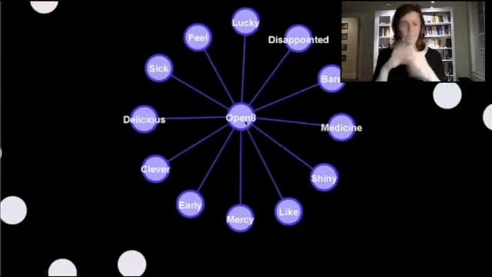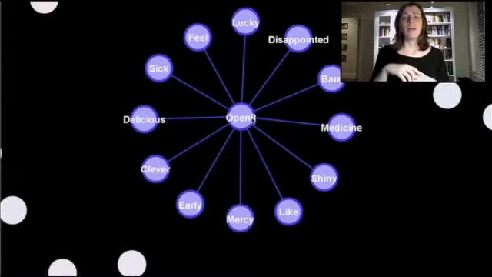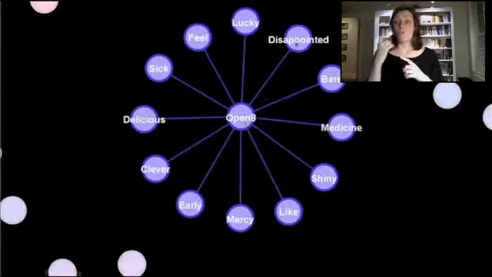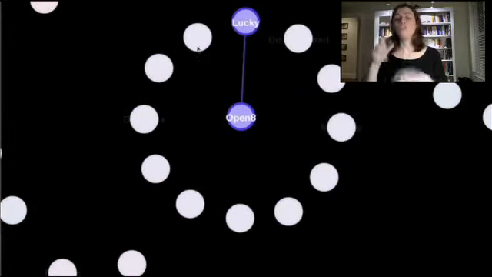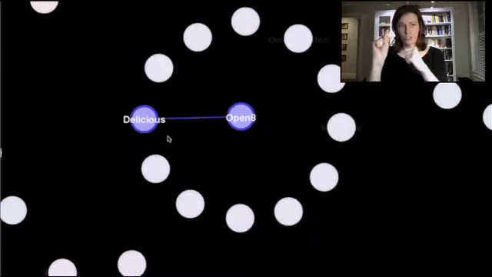So this is the hand shape that we gloss or transcribe as open 8. And the signs that use that hand shape include disappointed, lucky, feel, sick, delicious, etc.